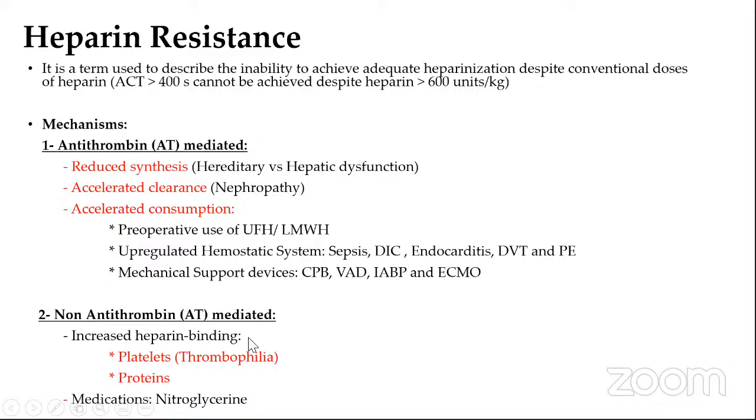One of them is increased heparin binding. We mentioned that the heparin, once given IV, binds to the platelets and proteins and macrophages and different kinds of cells. So if there is increased binding, you're going to end up with the same thing, heparin resistance. And this obviously is not antithrombin 3 mediated. One special thing is medications like nitroglycerin. There is a special unique interaction between nitroglycerin and the heparin. It's not well defined in the literature, but the interaction is there. So usually patients on nitroglycerin tend to develop some degree of heparin resistance. So this can be a reason as well for heparin resistance, but it's not antithrombin 3 mediated, okay?